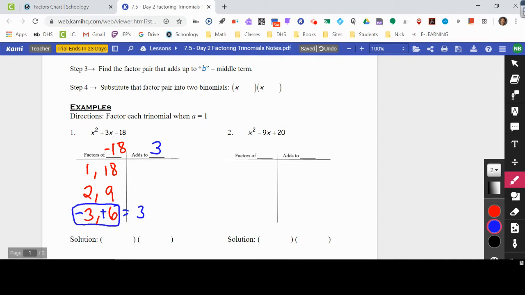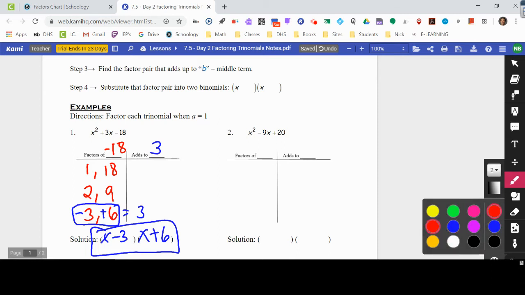So that means my solution is x minus 3 times x plus 6. Awesome. All right, example 2 here, we have x squared minus 9x plus 20.